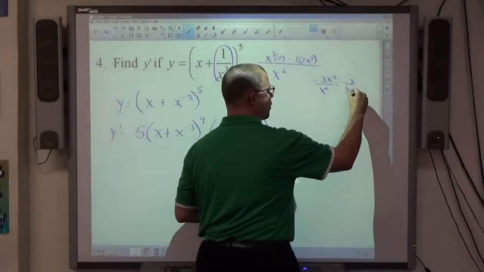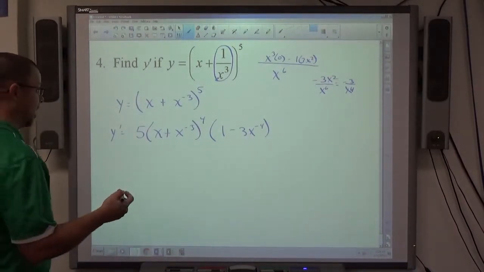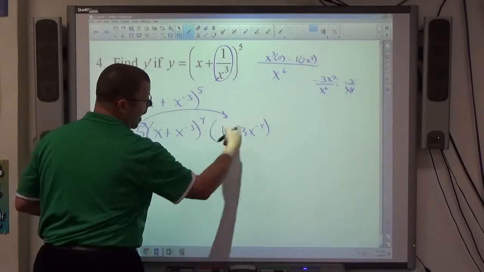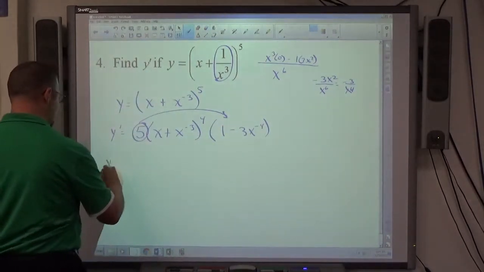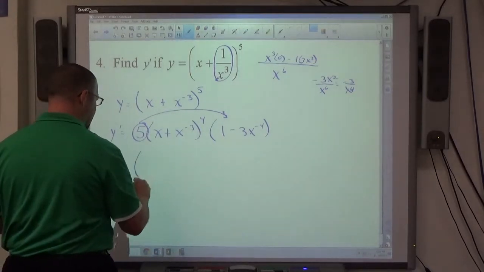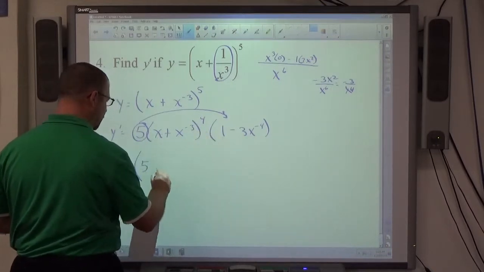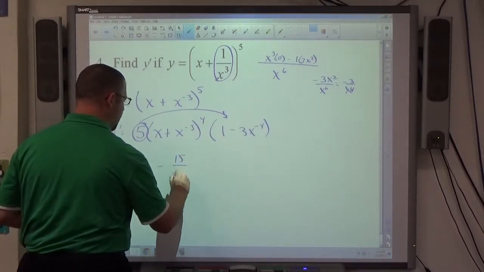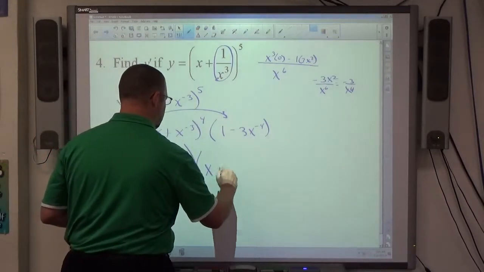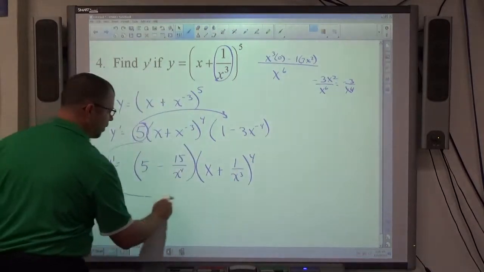More handwriting over here, that's a 4. At this point, what's left to do is to make it prettier. I would probably multiply this 5 through that non-powered binomial. And I'd also change my negative powers back to good fractional form. So I would get 5 times 1 is 5. 5 times negative 3x to the negative 4 is going to be minus 15 over x to the 4th. And then this other expression is (x plus 1 over x cubed) to the 4th. That would be my final answer for this.